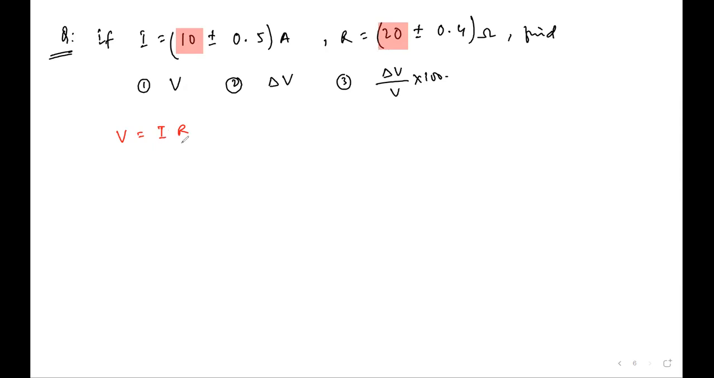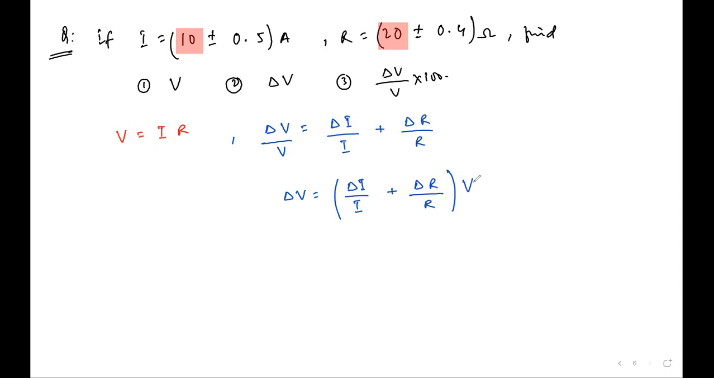Next, since these two terms are in multiplication, if you have to calculate the error part, the formula would be delta V divided by V is equal to delta I divided by I plus delta R divided by R. Move this V to the other side, you will get delta V is equal to delta I over I plus delta R over R multiplied by V. Just put all the values in this part and simplify it. Try to solve.